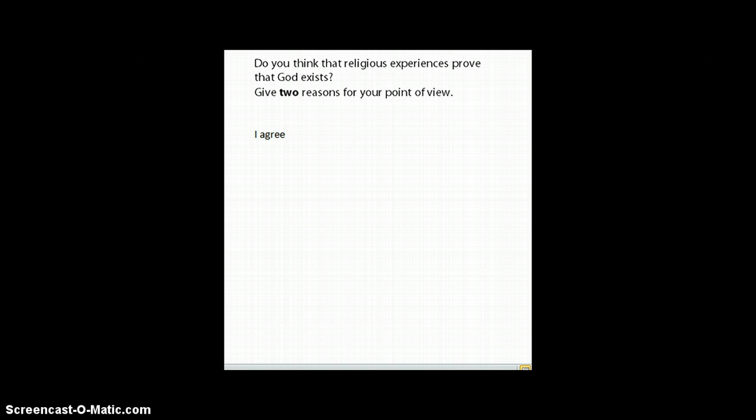Now remember to next go on to the E to explain. I need the word because. Now I need to think of a reason why I think that religious experiences prove that God exists. So hopefully this is revising back to knowing that there are 4 religious experiences: miracle, prayer, numinous and conversion. So I'm going to focus on one of them to help me to develop my point. So I'm going to say I agree, and I'm going to say that I have seen something so amazing that only God could have done it.